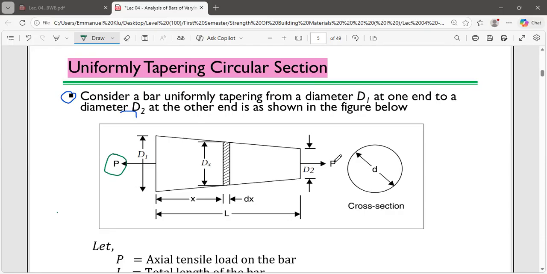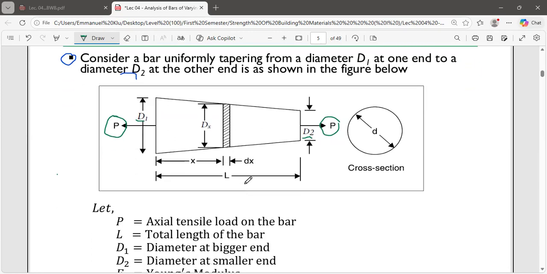Because this is in tension, our force is going to be positive, as we learned the other day. So this is in tension, and this is the load P. This is D1. D1 and D2 are the diameters, where D1 is the bigger diameter and D2 is the smaller diameter. Take note that dx is just the diameter measured from the left end. As simple as that.